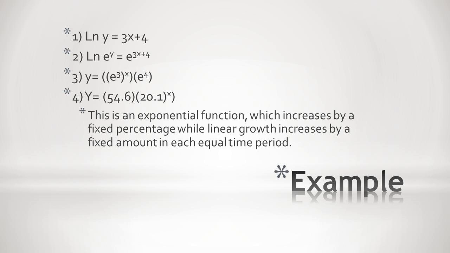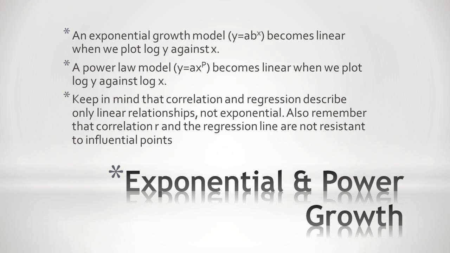Exponential growth increases by a fixed percentage, while linear growth increases by a fixed amount in each equal time period. An exponential growth model, y equals ab to the x, becomes linear when we plot log y against x. A power model, y equals ax to the p, becomes linear when we plot log y against log x.